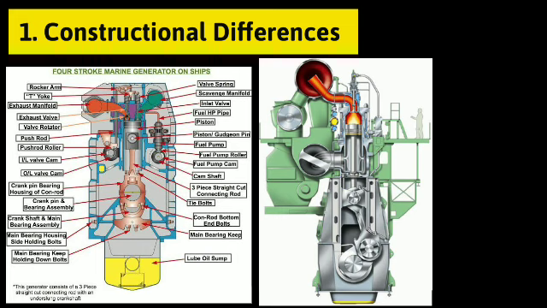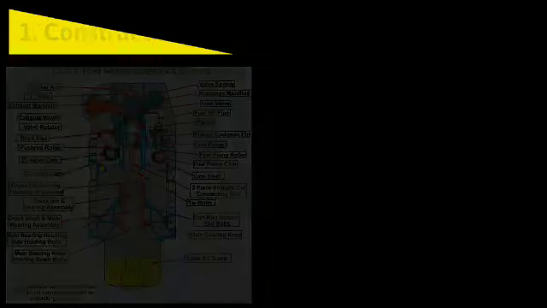Third thing is, in a two-stroke engine the combustion space, that is the cylinder liner space, is separate from the crankcase and it is separated by a stuffing box, whereas in a four-stroke engine there is no separation. Combustion space and crankcase, there is no separation, both are common.